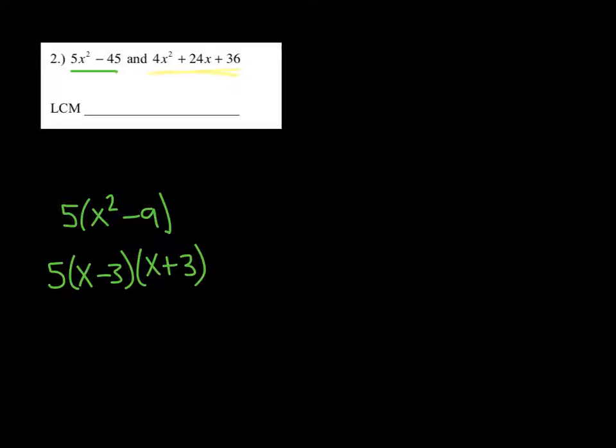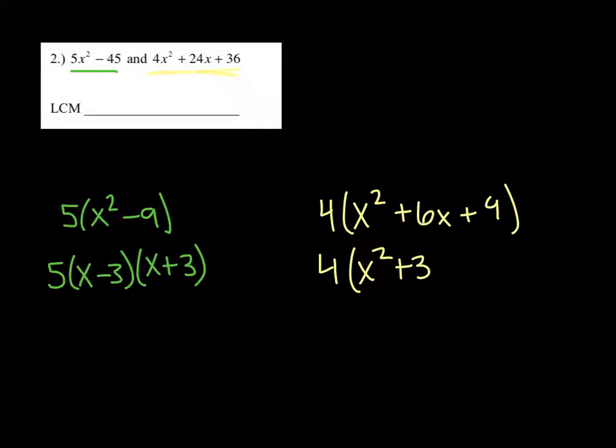Then I want to factor 4x squared plus 24x plus 36. I'm going to pull out a 4 first, and that will become x squared plus 6x plus 9. And that is a perfect square trinomial. So this will become x plus 3 times x plus 3.